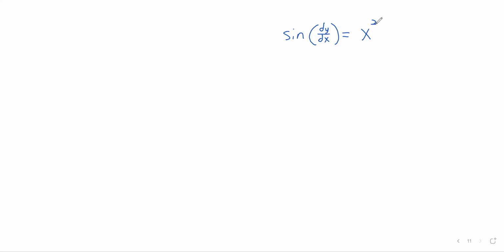Let's do a simple but important separation of variables problem. Simpler, in fact, than the one I started out with, but more important. dy dx equals a constant times y.